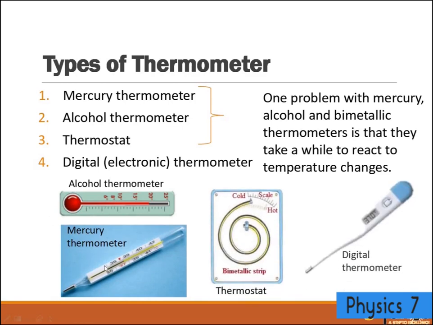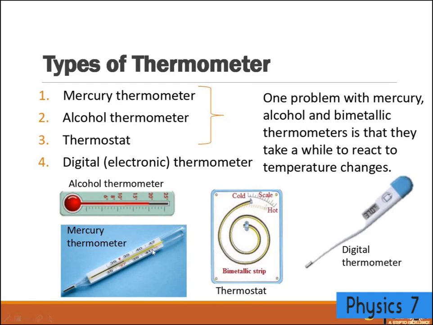Clinical thermometers and laboratory thermometers are made of mercury, and the clinical thermometer is used by health officials in hospitals and in clinics. Now, the laboratory thermometer is used by scientists for research purposes.